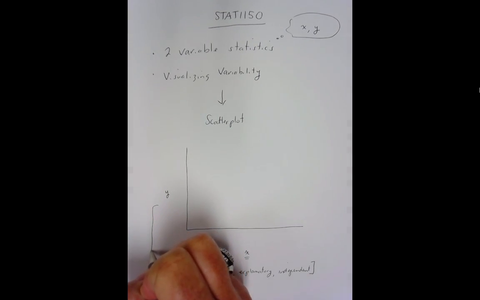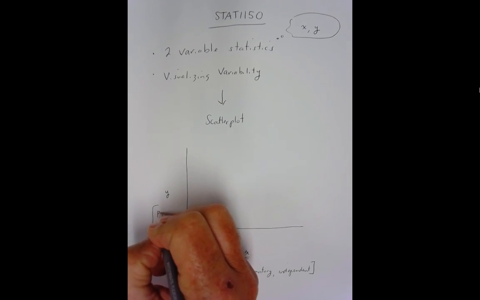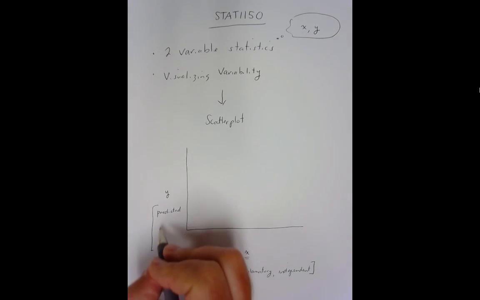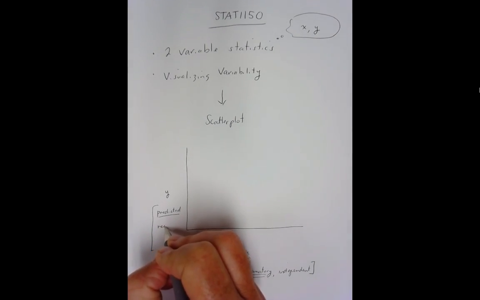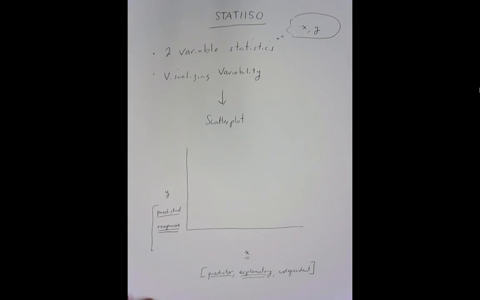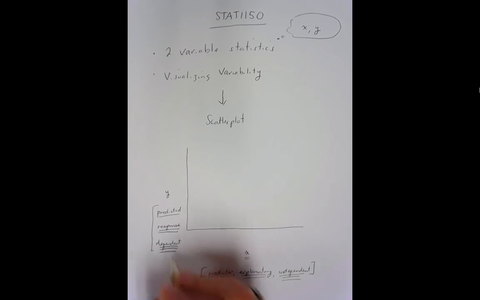Now, on the same token here, if we have the X value called the predictor, then we typically call the Y value the predicted. If we call the X value the explanatory, then we call the Y value the response. And if we call the X value the independent variable, then we call the Y value the dependent variable.